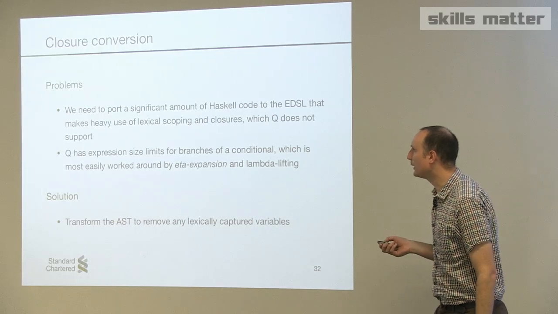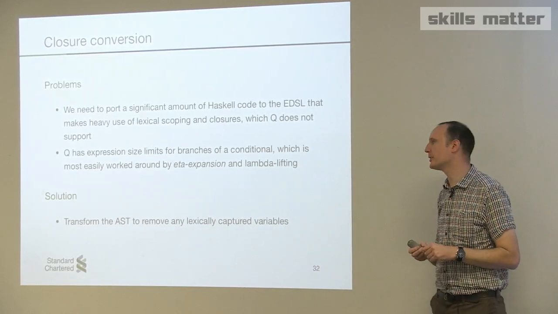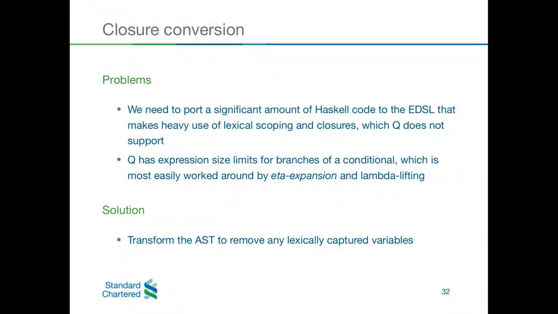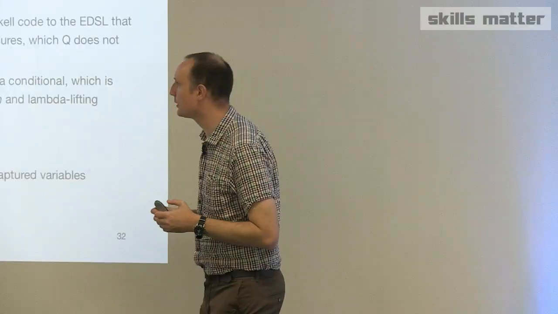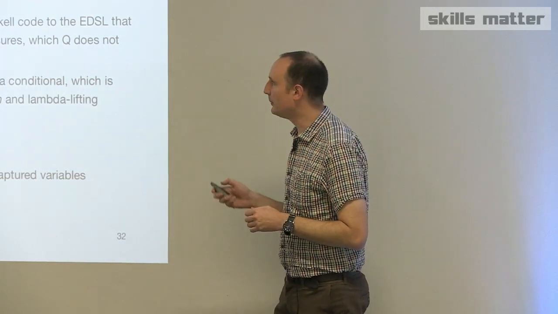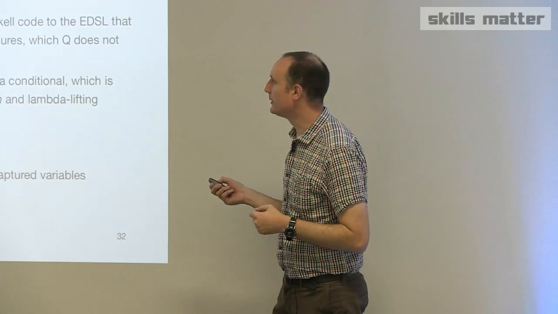Okay, so closure conversion. For the last part of the talk, I was going to show you one of the more thorny parts. Generally, it was pretty easy to implement this DSL. I think my intuition that it would be fairly easy to do was correct, although there were some thorny problems. So this is one of them, in fact, the hardest one.